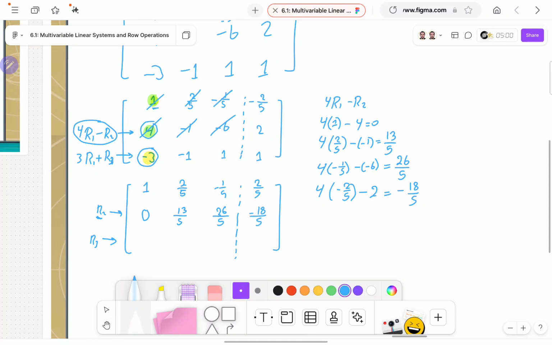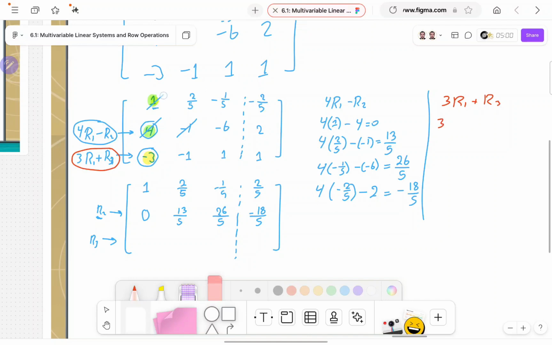Now let's do row 3. As I know, row 3 has this rule here. The rule says 3 times row 1 plus row 3. Now let's erase these. Okay, so we're going to use row 1 again.